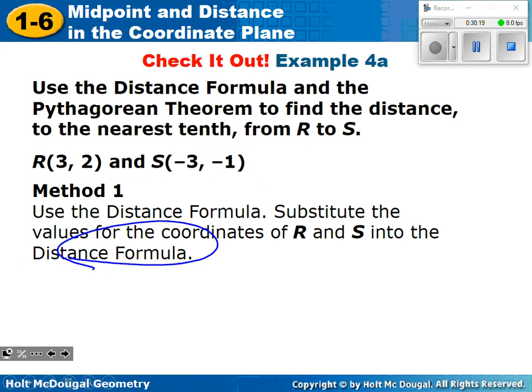So what's going to happen is on your homework, you're going to have a problem like this. Use the distance formula and the Pythagorean theorem to find the distance to the nearest tenth from R to S. So that means you have to do the problem twice. Once with the Pythagorean theorem and then once with the distance formula. Should you get the same answer? Yes, you're finding the length of RS. It should be the same no matter which method you use.